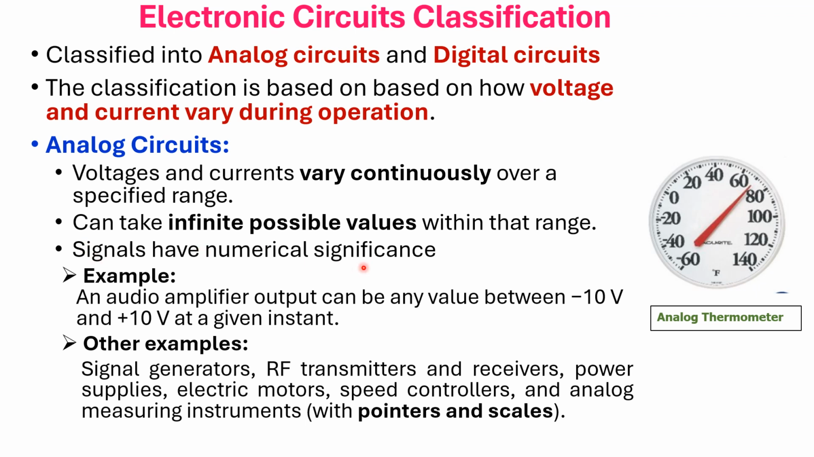Signals have numerical significance. Say, for example, an audio amplifier output can vary between minus 10 and plus 10 at any given instant. Examples are signal generators, RF transmitters, receivers, power supplies, all that. And the best example shown here is an analog thermometer.